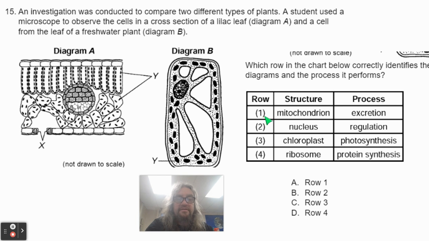Row 1, mitochondrion, excretion. Yeah, they're looking for structure Y. Row 2, nucleus and regulation. 3, chloroplast and photosynthesis. 4, ribosome and protein synthesis. So answer choice A is row 1, answer choice B is row 2, C, row 3, D, row 4.